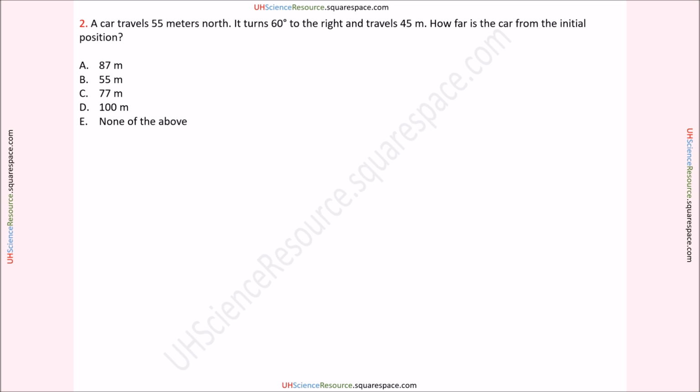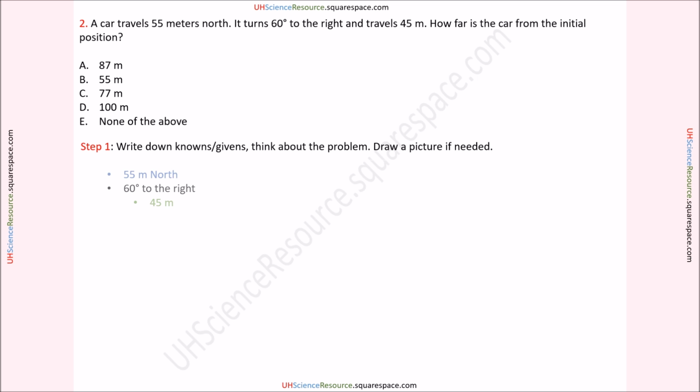Okay, so step 1, we're going to write down what we're given, and think about the problem and whether or not it's necessary to draw out the picture. What we're given is that this car is moving 55 meters north, and then it turns 60 degrees to the right, and then it travels another 45 meters.